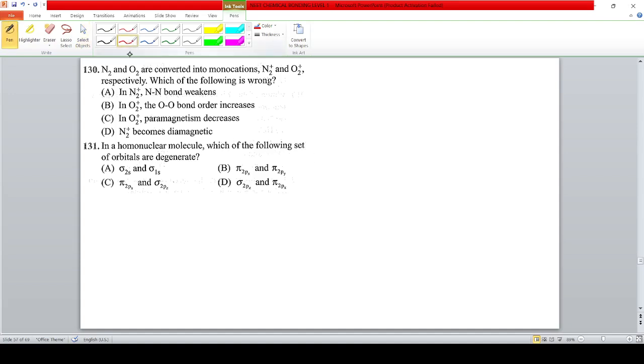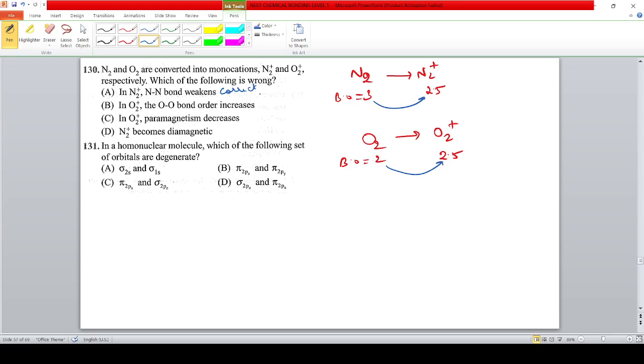130. N2 and O2 are converted into monoatomic ions. N2 becoming N2 plus. Bond order is 3 and here it is 5 by 2, 2.5. O2 becoming O2 plus. Bond order is 2 and it is 5 by 2, 2.5. Here, first statement. Bond order decreases, so bond weakens. Correct. Bond order increases. Correct.